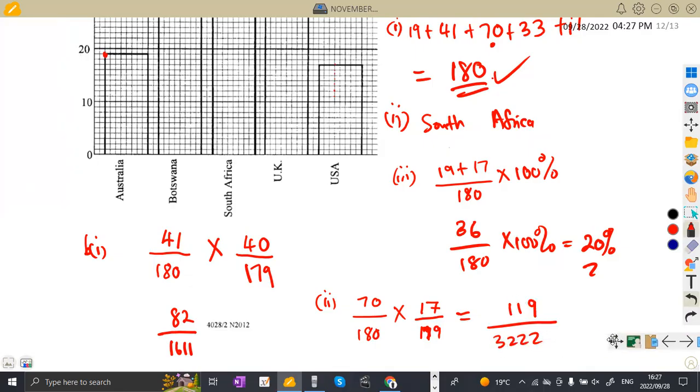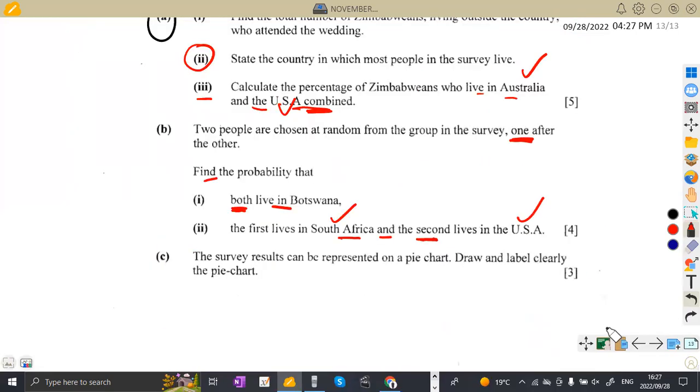And also probability, guys, you can write also as a fraction, if possible. You can write as a fraction, depending on what you want. You can also write as a fraction or as a decimal fraction, it's fine. Okay. Then the other part on C, the survey results can be represented on a pie chart. Draw and label clearly the pie chart.